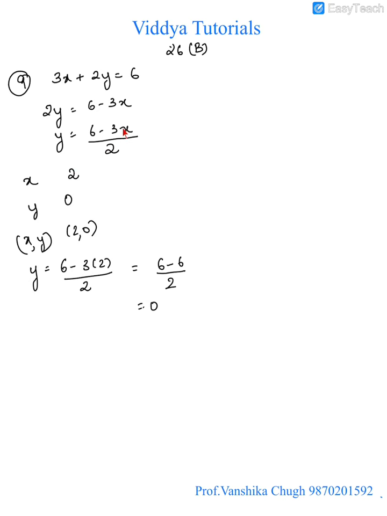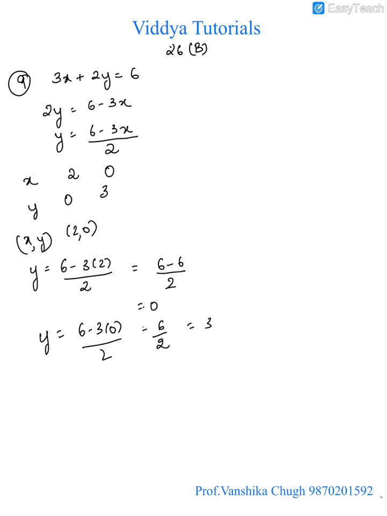Now if I again assume the number 3, it becomes 3 3s are 9, 6 minus 9 is minus 3 upon 2. I get a decimal number. So I can think about another number. 0 can also be an assumption when I am not getting good options. So I can take 0 as an assumption. So when I take x as 0, the value of y is (6 minus 3 into 0) upon 2. 6 minus 0 is 6 and 6 upon 2 is 3. So if the value of x is 0, the value of y is 3.